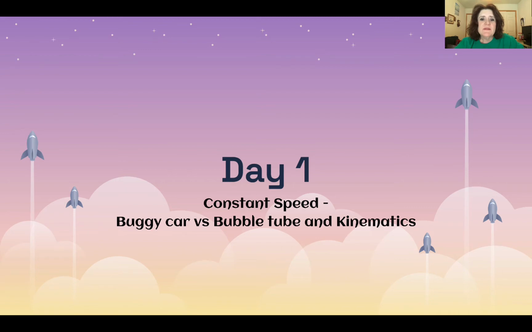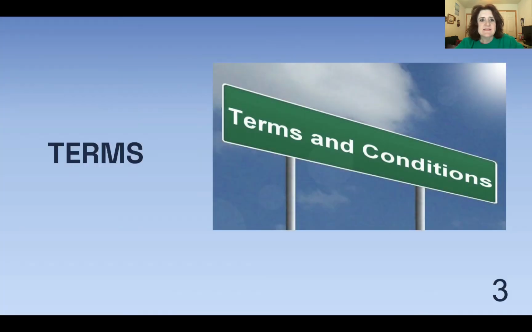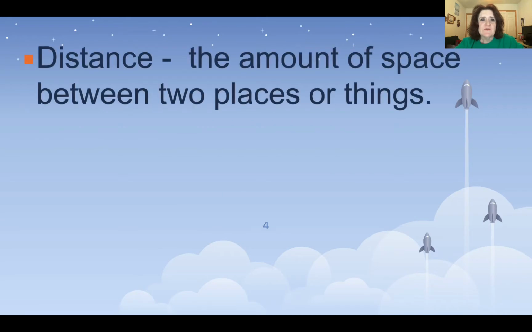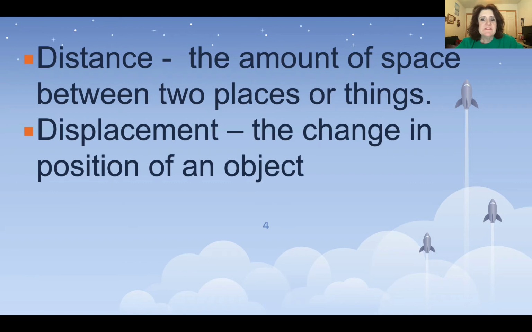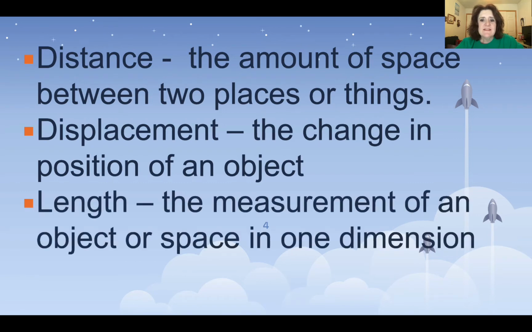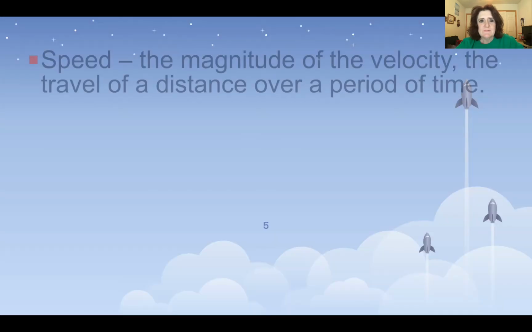Day 1, we're going to be talking about constant speed, buggy cars, and kinematics. So terms you need to know. First, distance is the amount of space between places or things. Displacement is the change in position of an object. And length is the measurement of an object in space in one dimension.